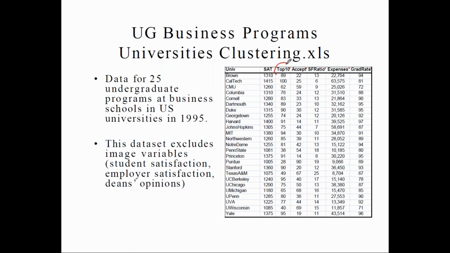Top 10 means before getting into your UG programs, based on previous academics, Brown University will accept only if you are in the top 10 of your previous academics, with 89% of students being top 10. For Caltech University, if you want to get admission, 100% of the students should be in the top 10 in their previous studies, like that. This is your top 10 ratio of the students.